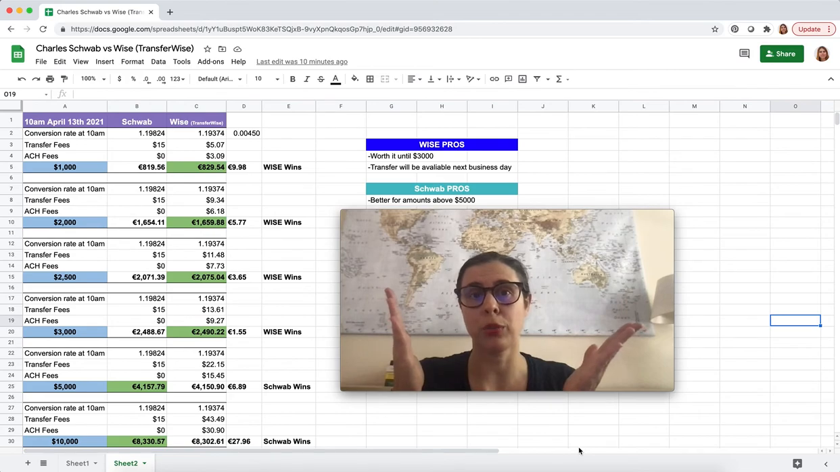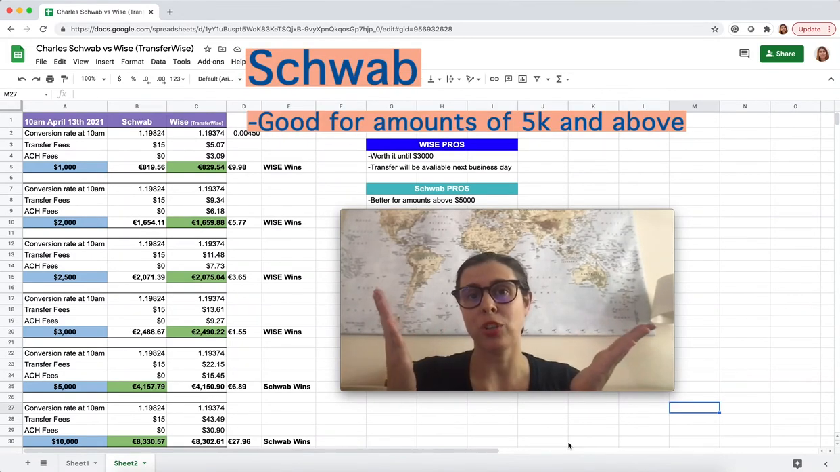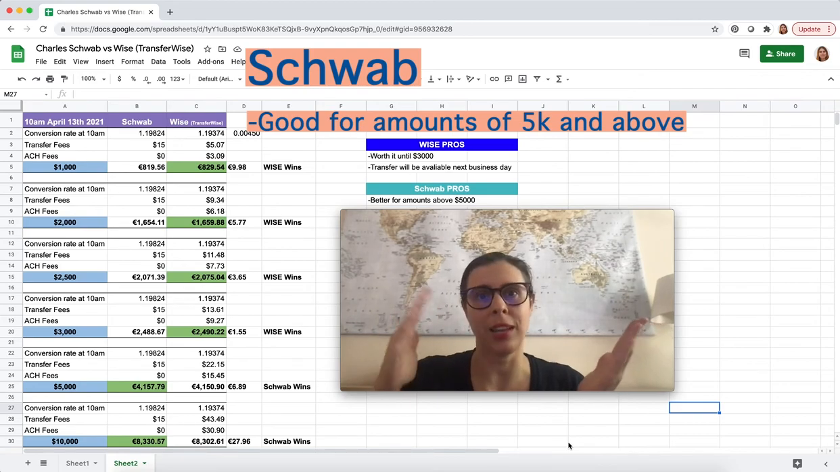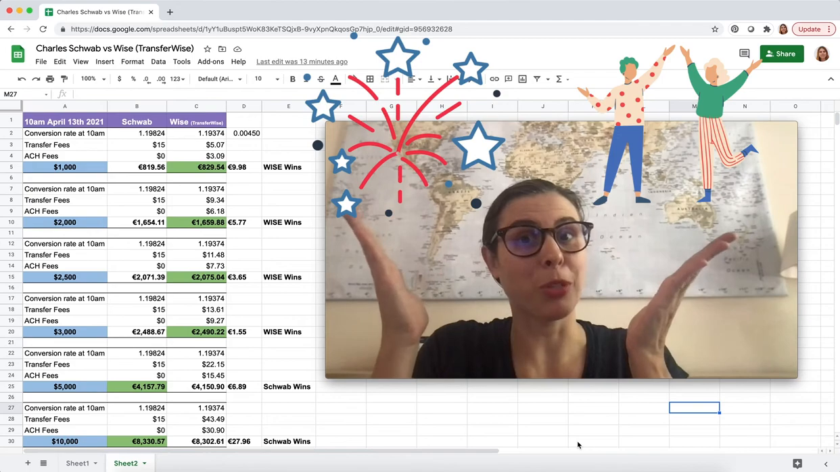TransferWise is worth it for transferring lower amounts, up to $3,000. And a huge benefit is that when you transfer with them, your money is available the next business day. Schwab is beneficial when you're transferring large amounts, from $5,000 and above. The only thing you need to keep in mind is that your money will only be available after three business days.